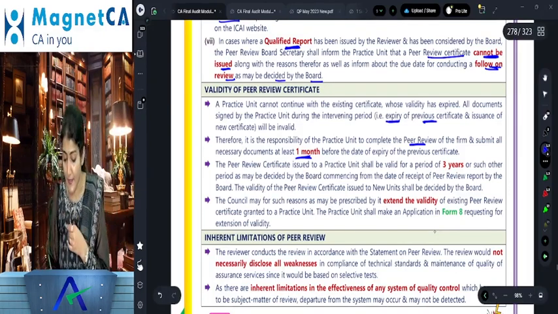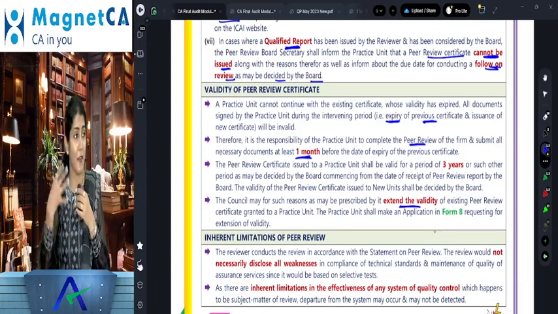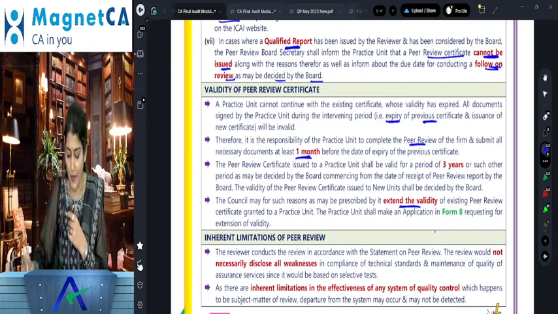And can they extend the validity of the certificate? Yes. During COVID-19, they extended the validity of the peer review certificate. Right? Because it was not practical at that time to get the peer review done.